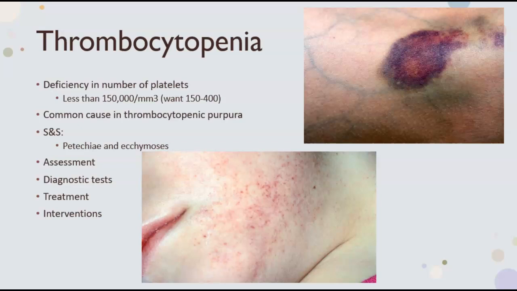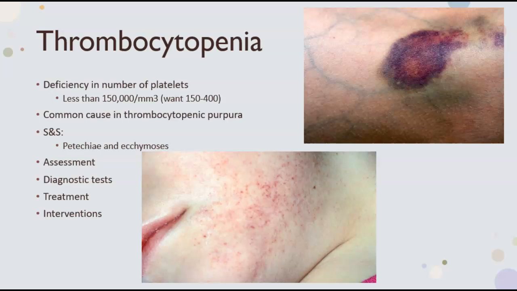Diagnostic tests. A platelet count. Check the bleeding time, and then a bone marrow analysis. And the bone marrow analysis will show immature platelets. Treatment for thrombocytopenia. If it is an autoimmune problem, they will receive corticosteroids. If necessary, they will receive packed red blood cells or platelet transfusions, or they might receive IV immunoglobulin.